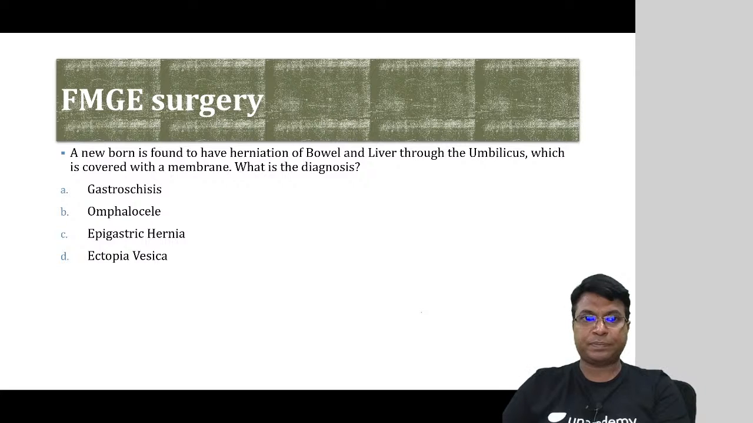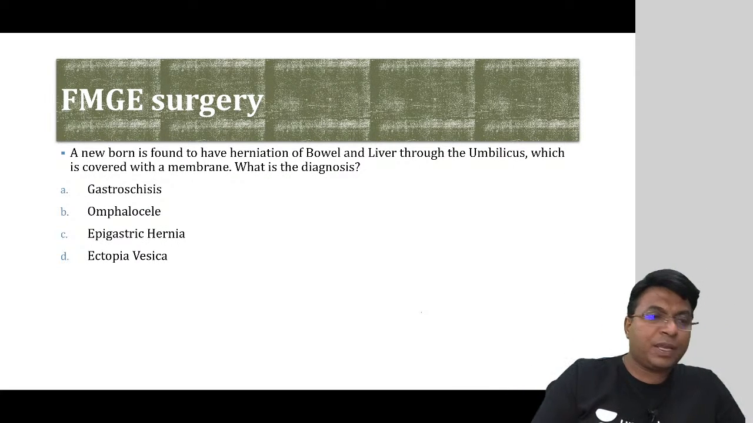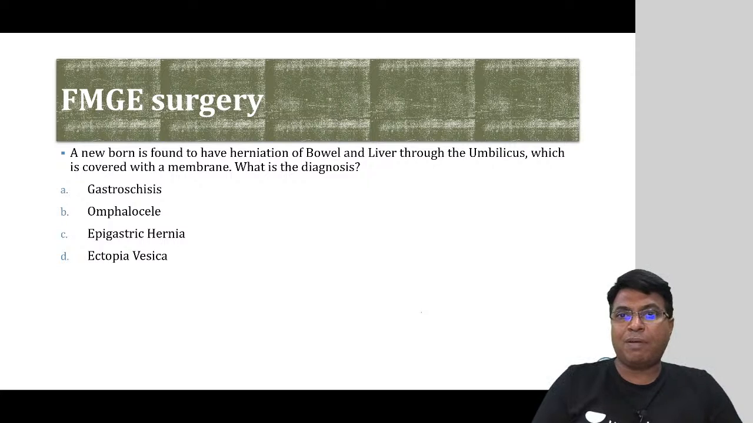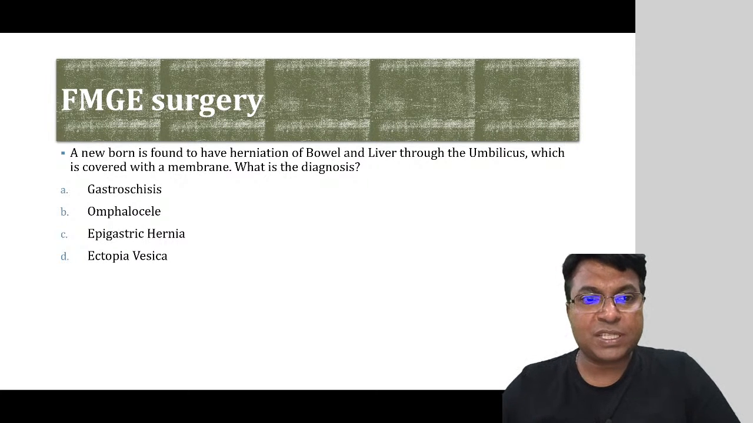Okay. A newborn is found to have herniation of bowel and liver through the umbilicus, which is covered with a membrane.